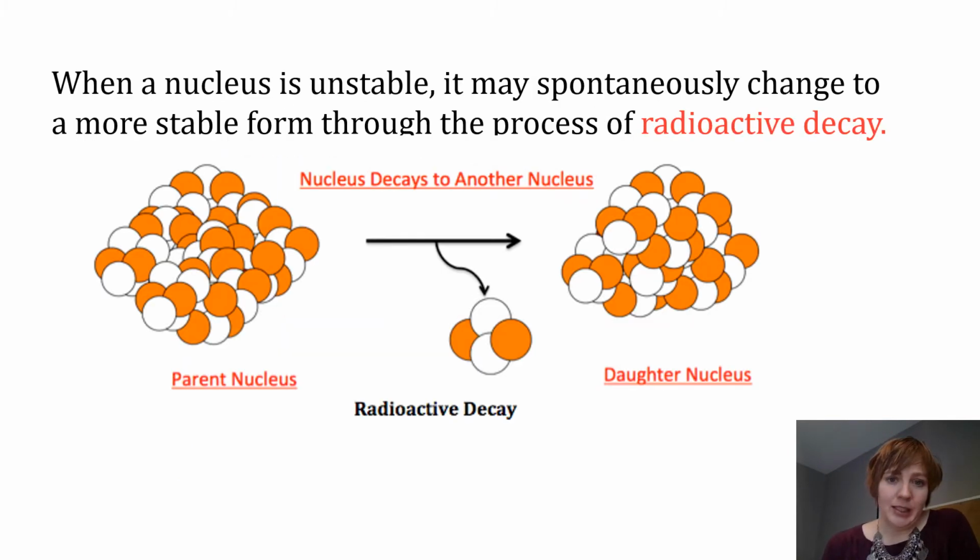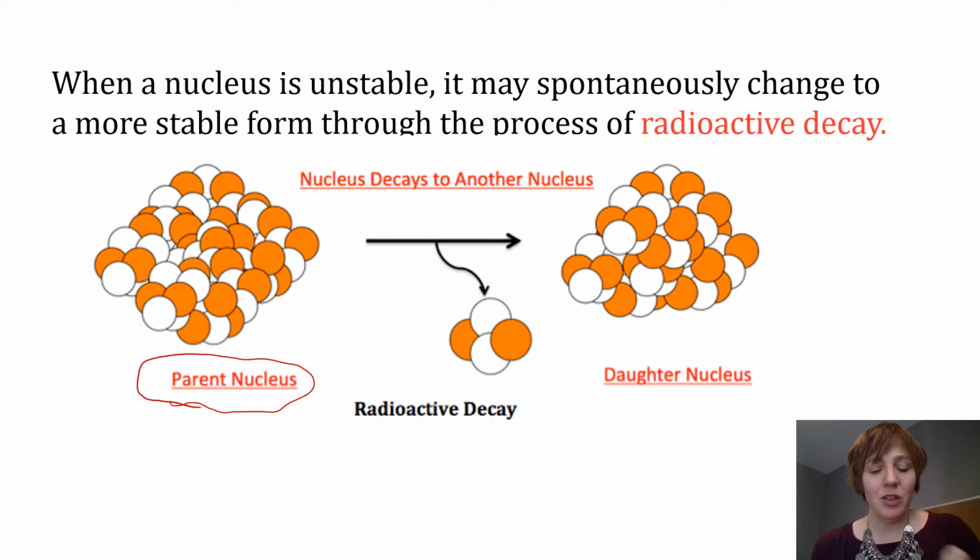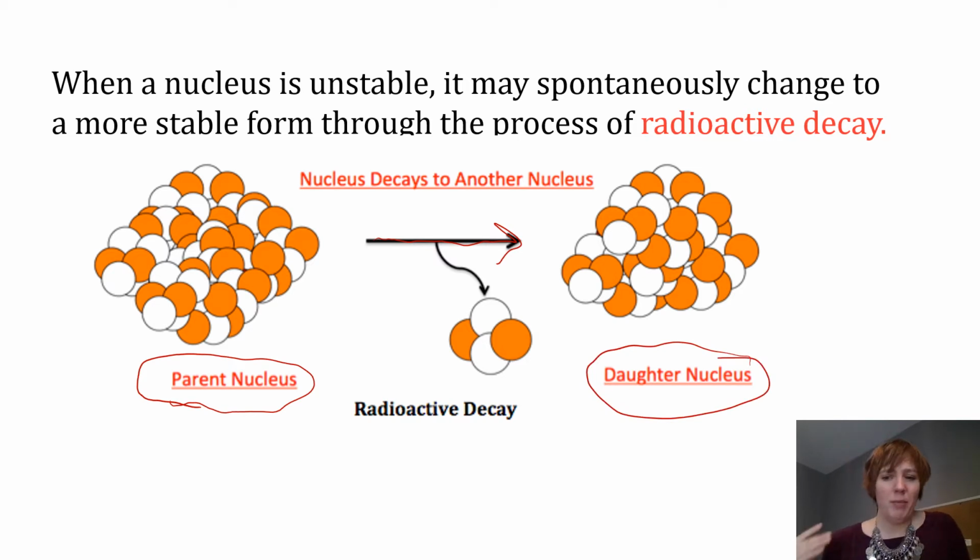Now, sometimes that nucleus is not stable, and when a nucleus is unstable, it can spontaneously change to a more stable form. The process through which this happens is referred to as radioactive decay. Now, with radioactive decay, you always start with a parent nucleus. This is just whatever you have to start with. This is the unstable one, and then you can't say exactly when, but at some random time, it will decay into what we call the daughter nucleus. Why parents and daughters and not dads and sons? I have no idea, but this is the nomenclature that is used.